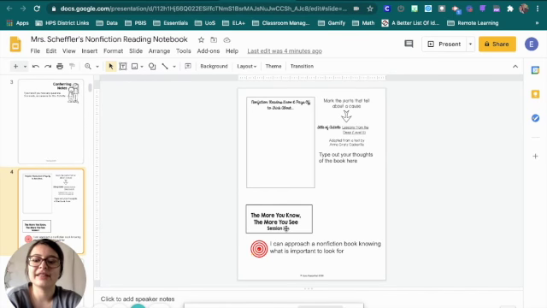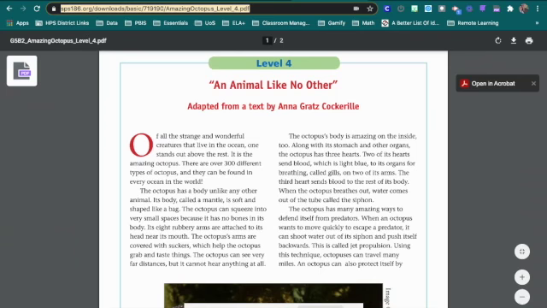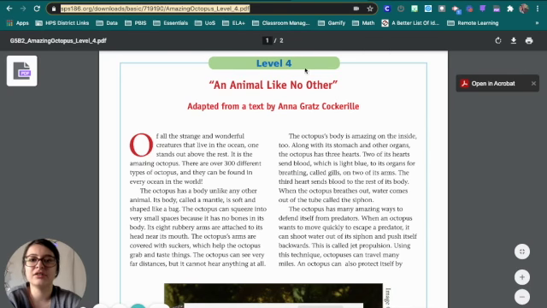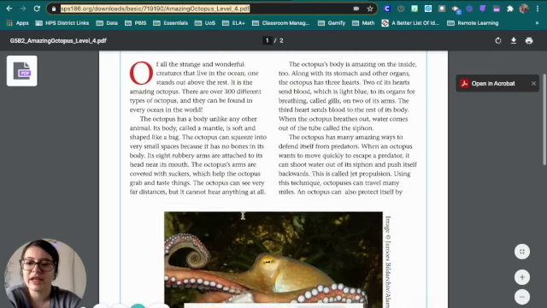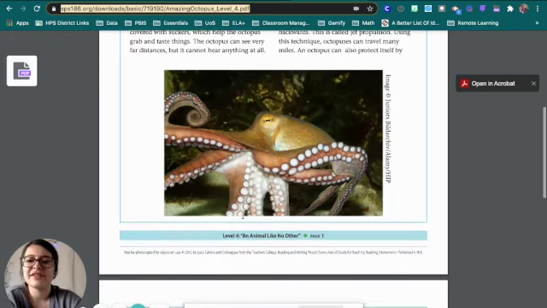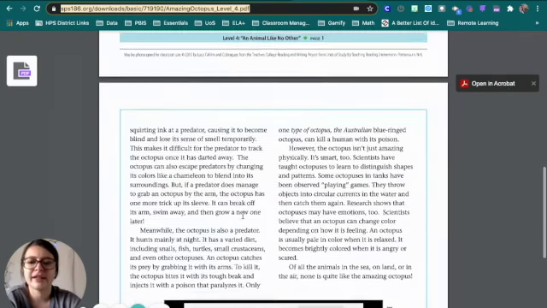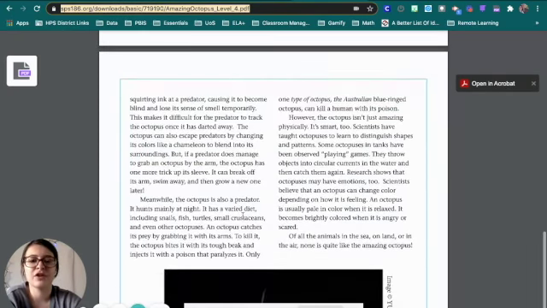So for this lesson, we are going to be using an article called An Animal Like No Other, and this should be uploaded onto your Google Classroom work for today. So I want you to take a peek and open up this article. And without even reading it, I want you to scroll through it and take notes of things that you think might be important to notice when you first look at this.